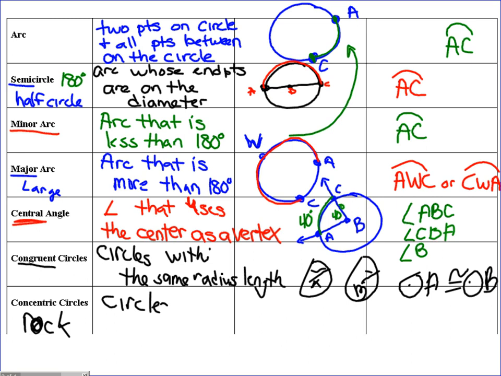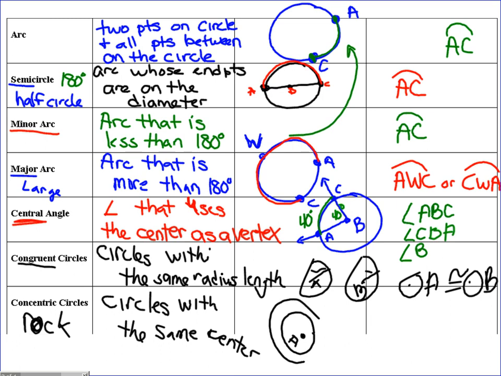So what they are is circles with the same center. Here's center A. Here's one circle around it. Just keep going. They're concentric circles. That looks like an asteroid belt.